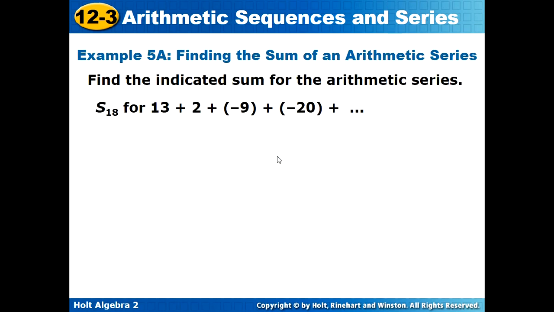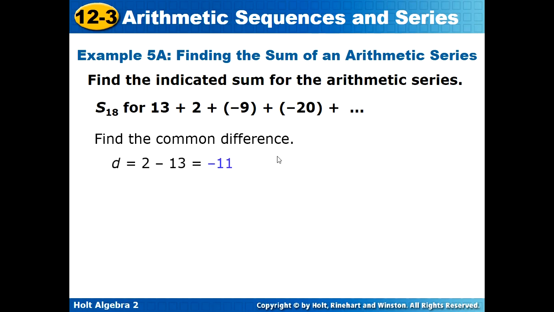Okay? So I want you to find the indicated sum for the arithmetic series. I want you to find the sum of the first 18 terms of this series here. Now, I'm not giving you all of it, right? I'm just giving you a couple of them. So the first thing you want to do is find your common difference. We know the common difference between each one is negative 11.